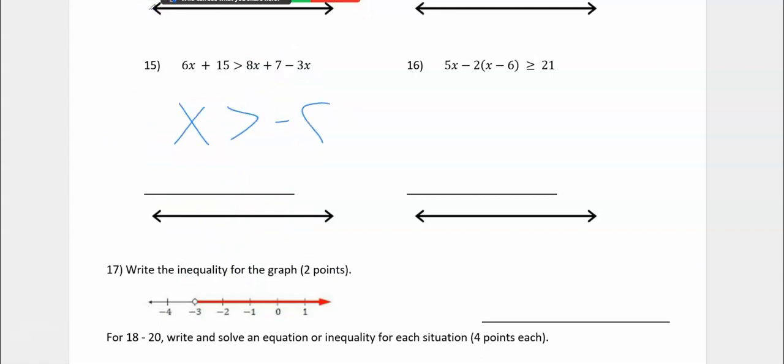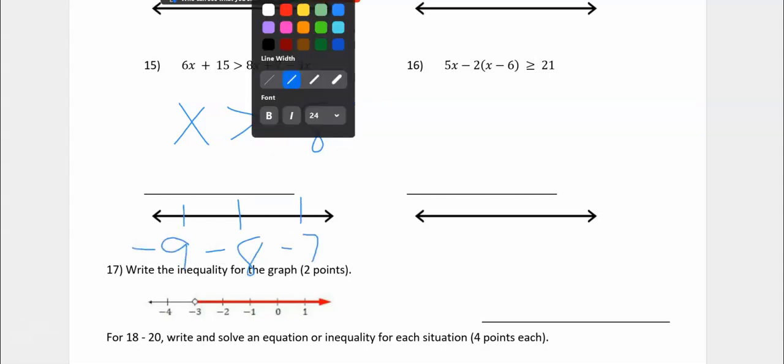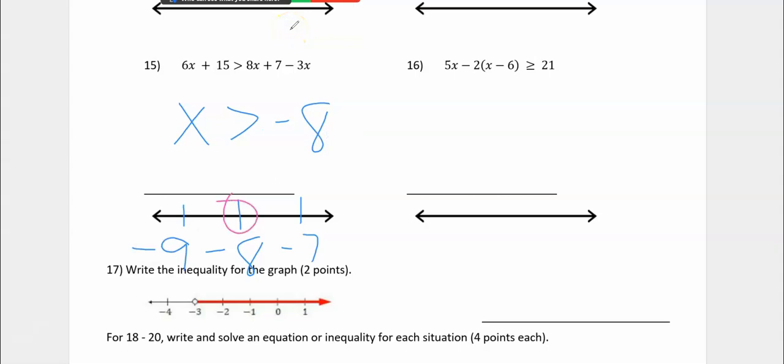Okay, so here's the answer. Looks really similar to what we just did, except it's pointing the other way. So it's an open circle. Negative 8 is not a solution, except this time I want numbers greater than. So shade to the right.